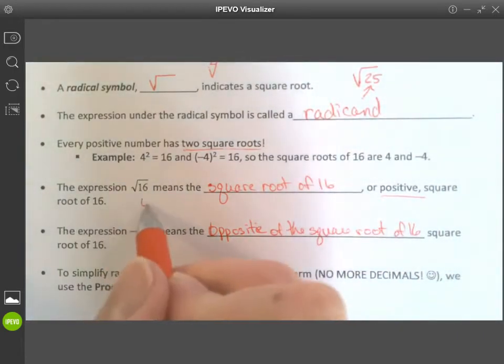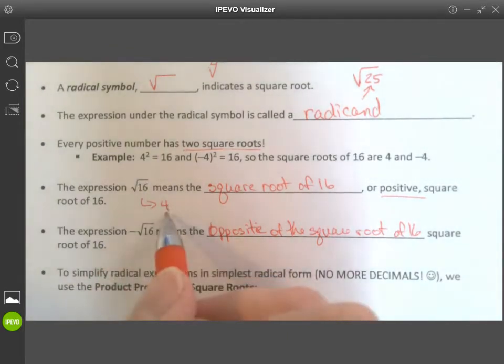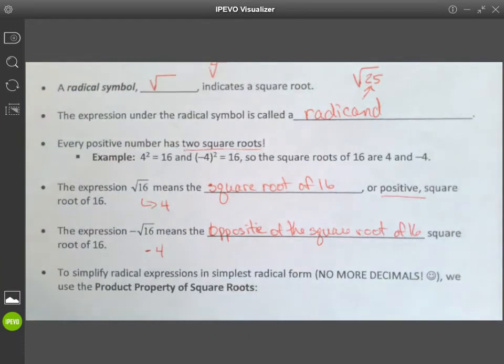So the square root of 16, well, we're just saying it's 4. But if I asked you what squared gives me 16, that's when we have a positive or a negative. Okay, now, the expression negative square root of 16 is the opposite. Whenever you take a square root, you're going to get a positive outcome. But if we take the opposite, we would get negative 4.